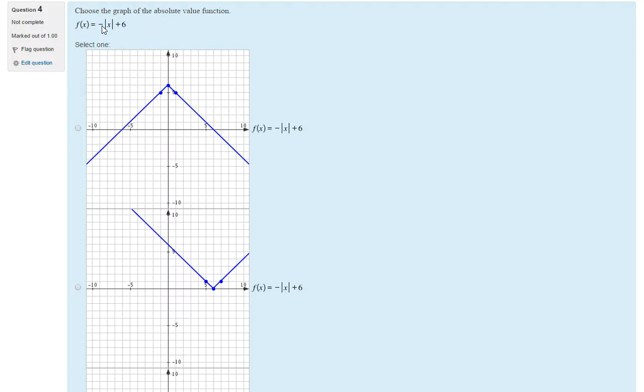This time a is -1, so the right side of the V will have a slope of -1. h is 0 and k is 6. So it's translated up by 6, and the right leg travels down with a slope of -1. So it's right here. Notice that that's 1, 2, 3, 4, 5, 6. k is 6, and a is -1, so the rise over the run is -1 over +1.